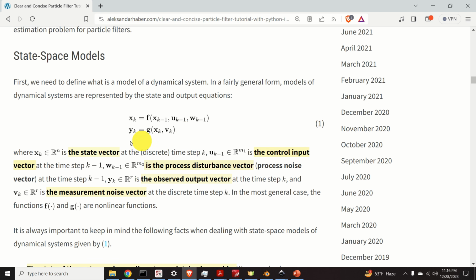In this representation, x_k is the state vector at the discrete time step k. u_{k-1} is the control input vector at the time step k-1. w_{k-1} is the process disturbance vector or process noise vector at the time step k-1. y_k is the observed output vector at the time step k, and v_k is the measurement noise vector at the discrete time step k.